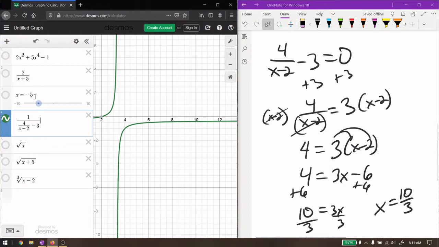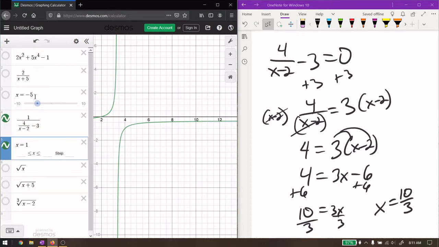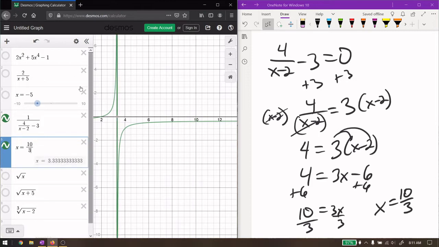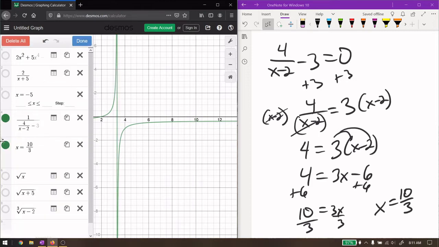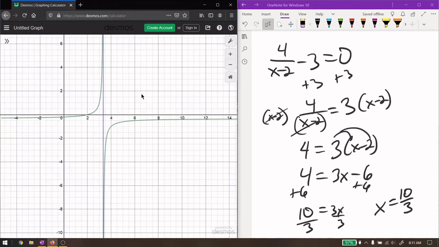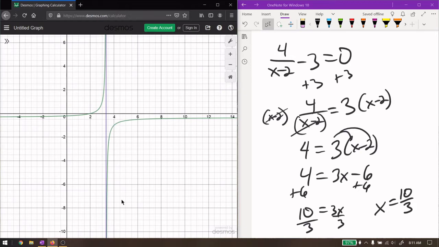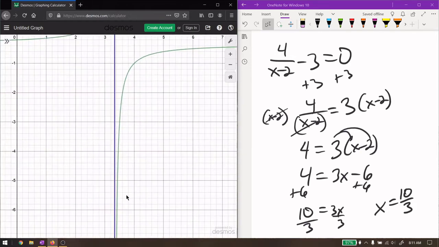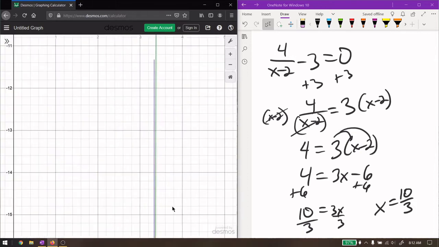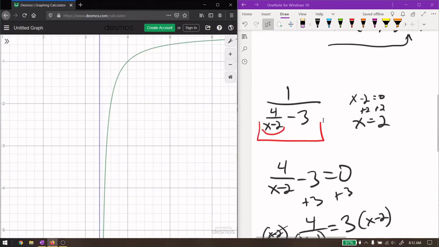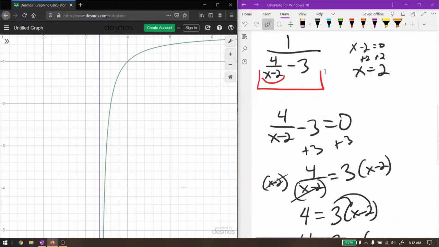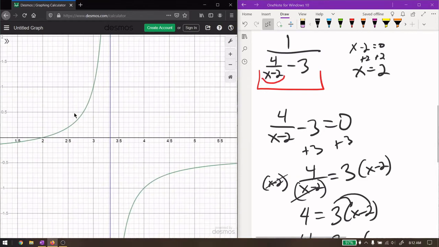I can show you that quite easily by just saying x equals 10 over 3. You can see that line crosses straight through. Make it purple. The line crosses straight through that asymptote, and you can see that these things get closer and closer to this thing, but never cross it. That's because this whole thing becomes 0.